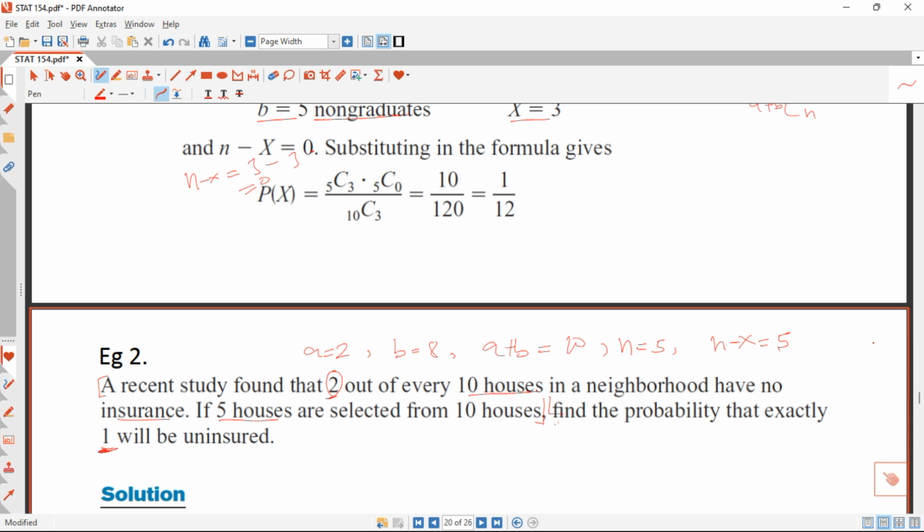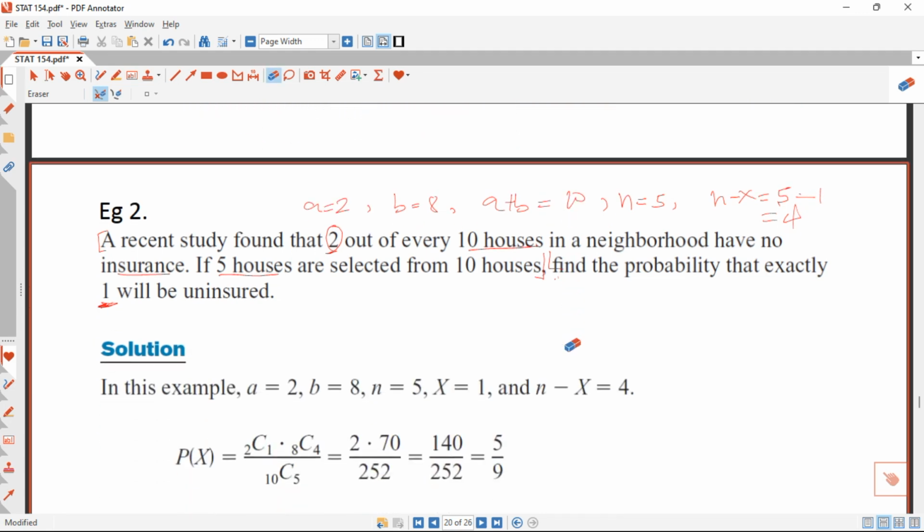1. So if you want to get our n minus x, here will be 5 minus 1, which is equal to 4, right? As you can see here, this is our preamble. So once you come here, it's the same thing. A is equal to 2, B is equal to 8, n is equal to 5, x is equal to 1, and then our n minus x is equal to 4, right?